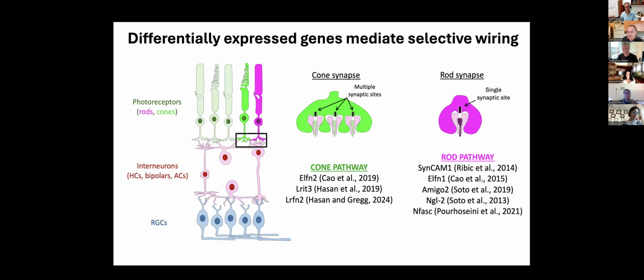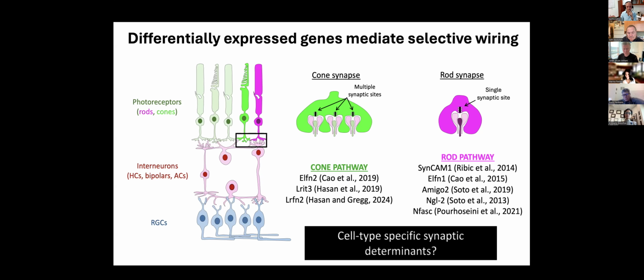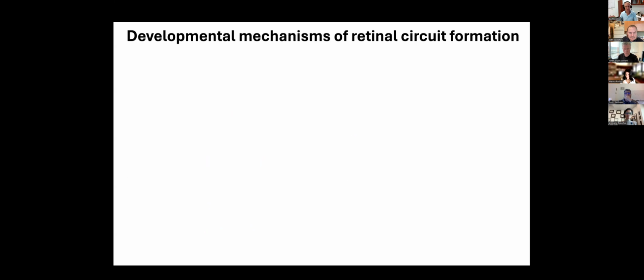And it's really been this boom of identifying different molecules expressed in distinct subtypes that has led us to identify defects in particular pathways. There have been multiple cell adhesion molecules that are restricted to a particular cell type, such as a cone or a rod. And when we knock them out, we notice that we have particular defects in that pathway and not the other. So the idea is that you have these cell type specific synaptic determinants in these different cell types.